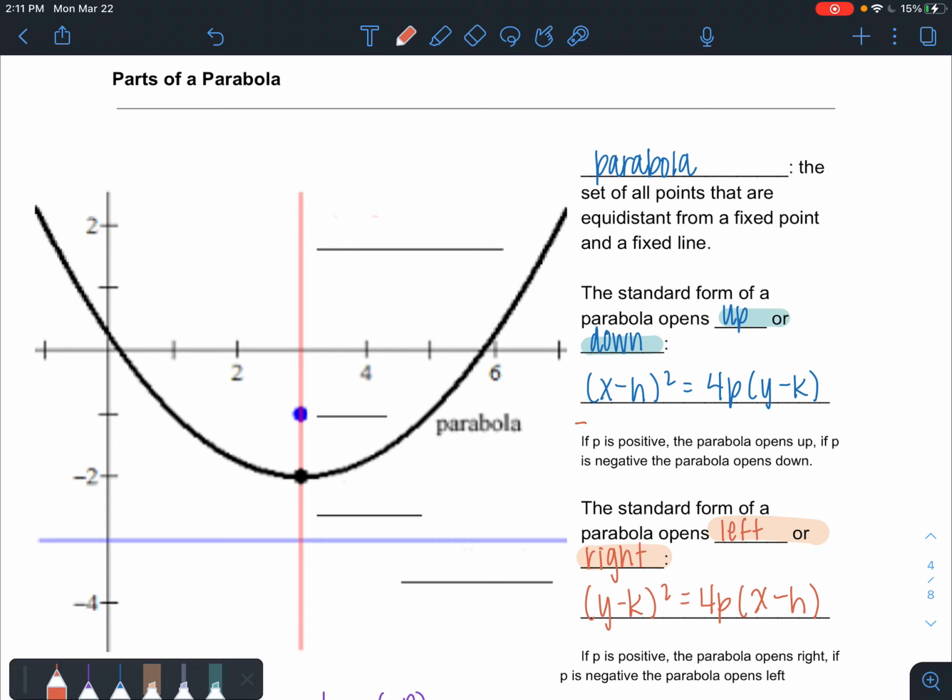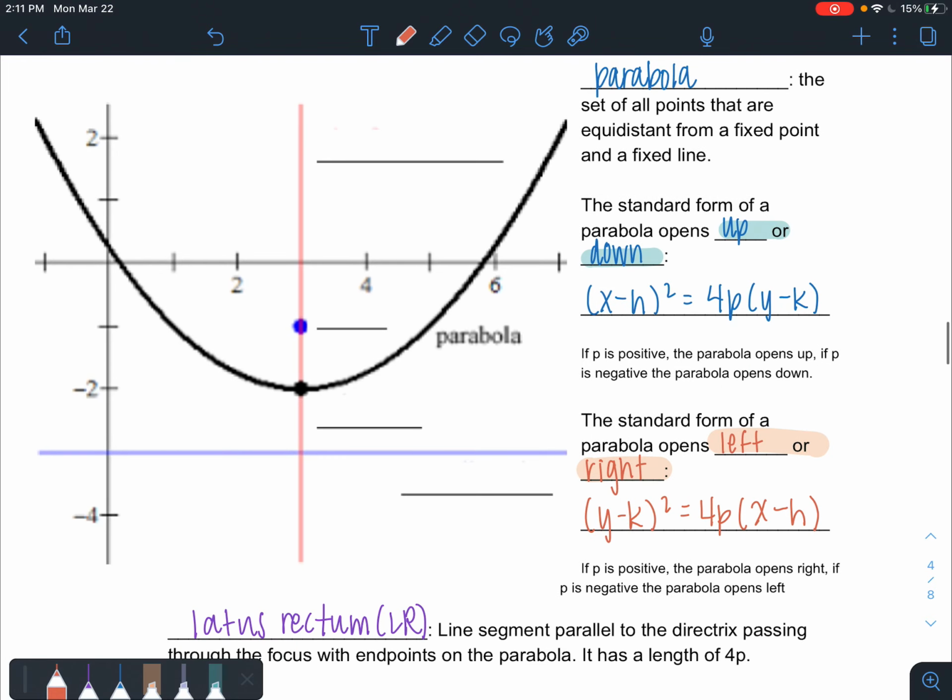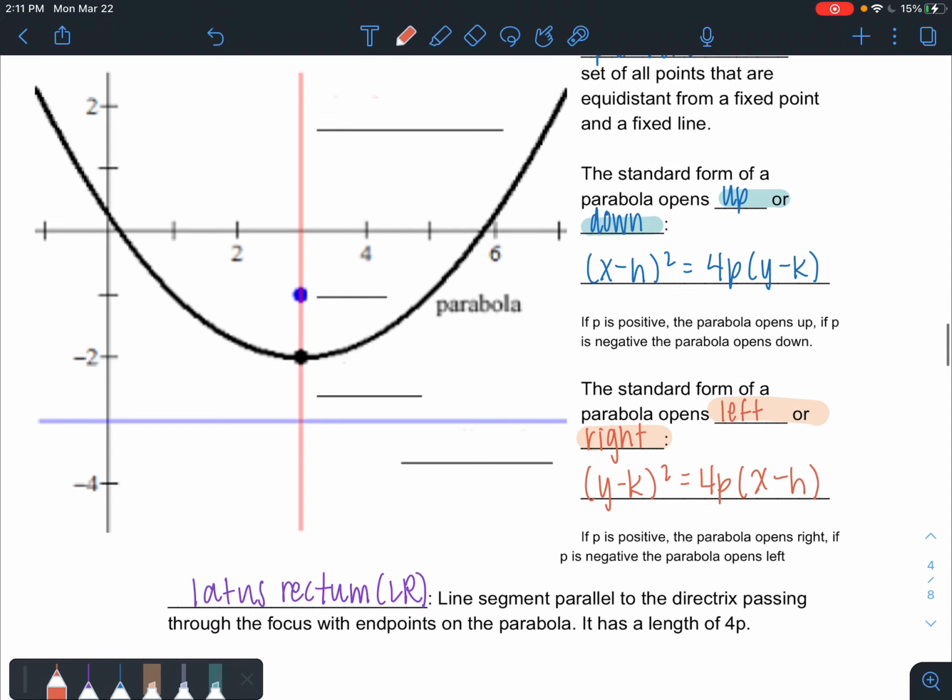And then here's a note: if p is positive, the parabola opens up, and if it's negative, then it opens down. But that's pretty common knowledge. Something we haven't talked about a ton is that if the parabola opens left or right, here's our equation: (y minus k) squared equals 4p times (x minus h). And if p is positive, it opens to the right, and if it's negative, it opens to the left.